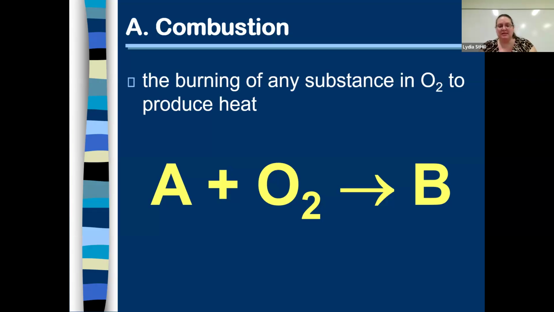But what really makes this a combustion per se is the fact that we have this O2 as a reactant. So usually when we see O2 on the reactant side, we have some kind of combustion happening. So that is important to know.